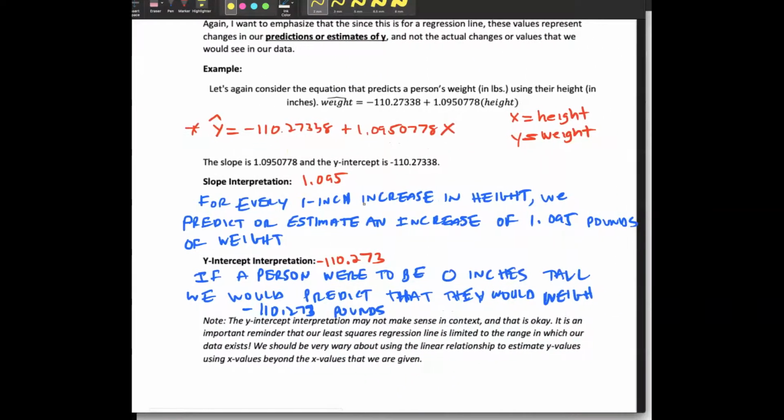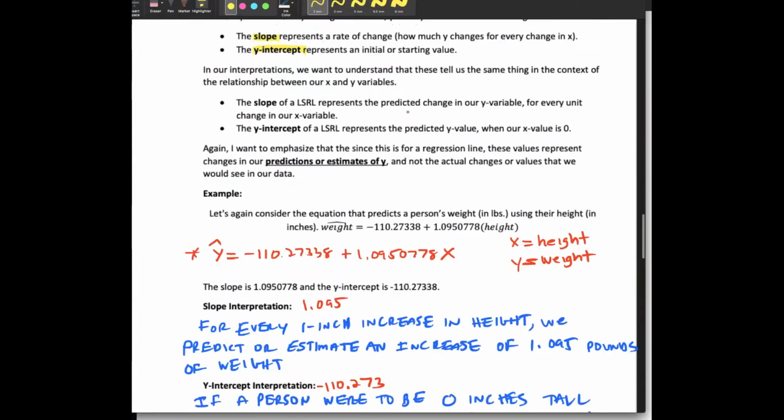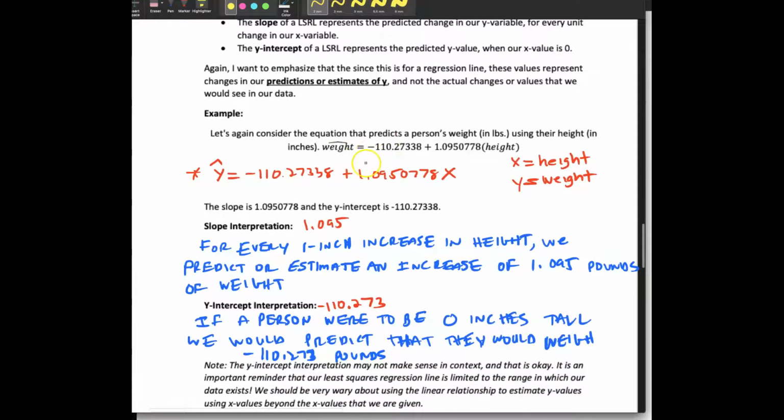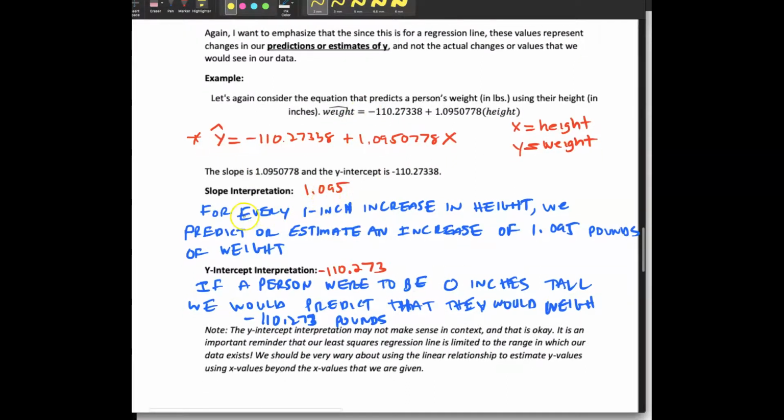So as you can read here, if we ended up with an equation like this with certain data, which we don't have the data, okay? But if we ended up with an equation like this, you can see, again, you could write it different ways. We would say for every 1 inch increase in height, we predict or estimate an increase of 1.095 pounds of weight. That's kind of the average relationship we would predict, right? So as someone gets taller, they would get heavier.